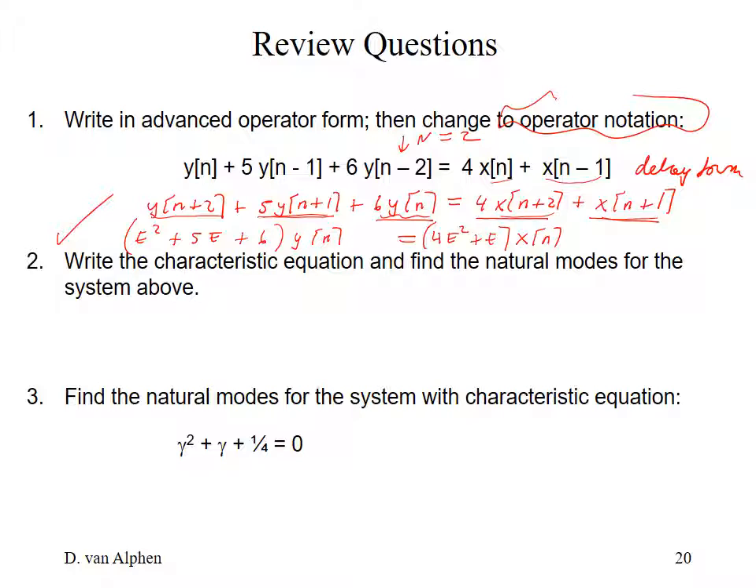All right. Then it says write the characteristic equation and find the natural modes. So the characteristic equation is going to be gamma squared plus 5 gamma plus 6 equals 0, taking this and replacing the E's by gammas. On the right-hand side, I set the right-hand side equal to 0. So I solve this. Well, factor first. Gamma plus 3, gamma plus 2 equals 0.